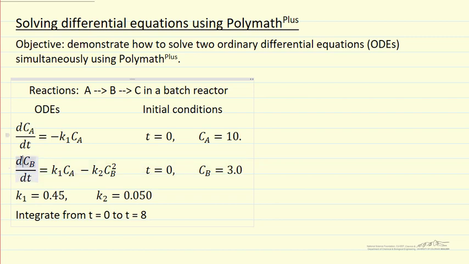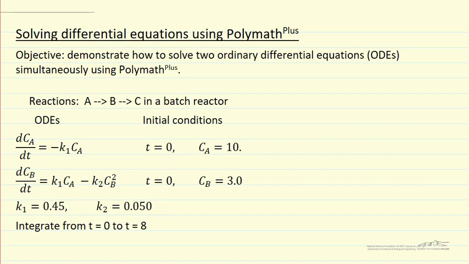And this is an initial value problem, so that means that when t is 0, we're given values for ca and cb. The values of these 2 constants, k1 and k2, are given here. And we're going to integrate from t equals 0 to t equals 8 in this example. So let's open Polymath and then look at how we enter these equations into PolymathPlus.